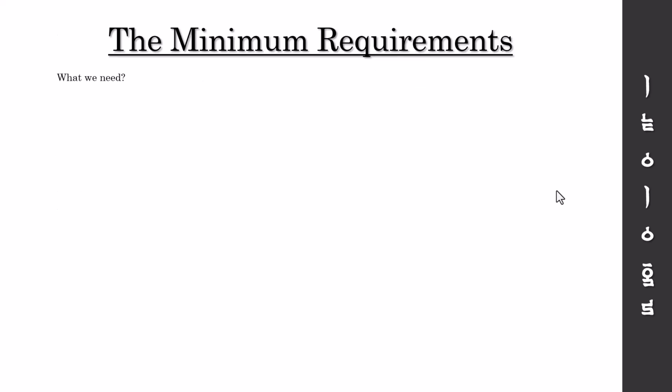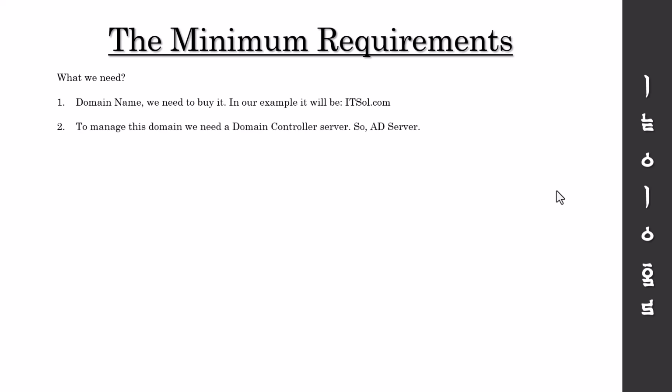So what are the minimum requirements to start an infrastructure? We need a domain name, so we need to buy it. In our example, we can say itsol.com, like google.com, something like a company's .com. Here I'm just taking itsol.com as the domain. After that, we need a domain controller to manage this domain, so we need to configure an AD server. Then, to protect this domain network, we need a firewall and networking tools.